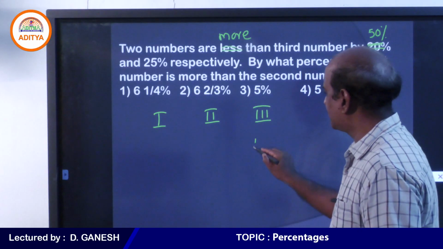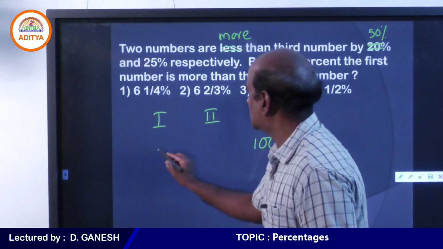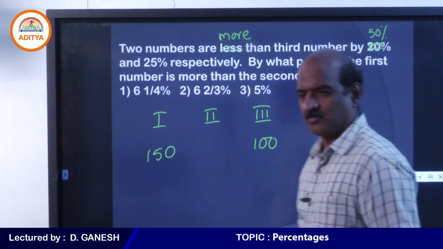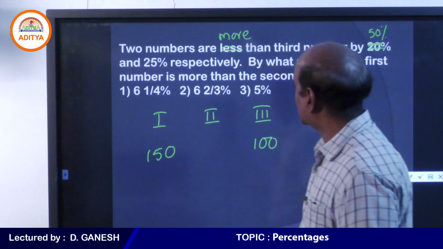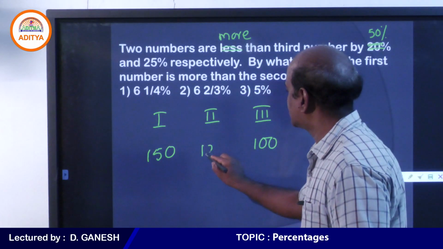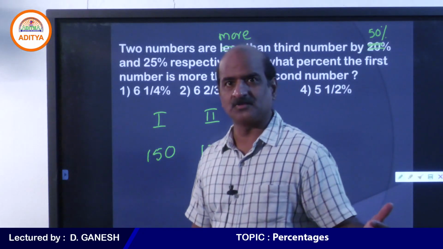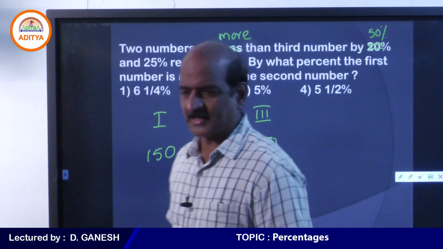So, the third number, if we take 100, the first number is 50% more. So, 50% more, 150. You know why 150? Because that is 50% more. Second number is 25% more. 100 plus 25, 125. So, I think yes, you are getting it right.